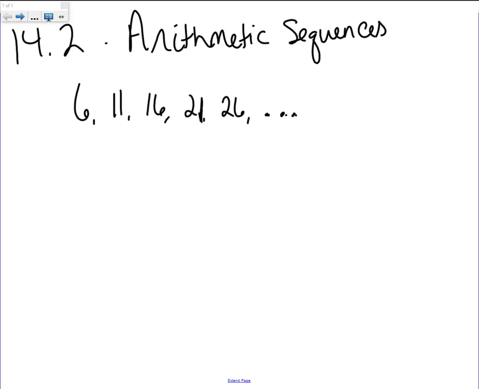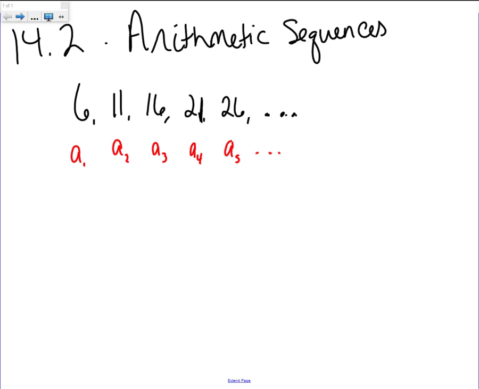I want to remind you that the first position is a sub 1. The second term, or the second position here, which is 11, is a sub 2. The third position is a sub 3, and that's 16. A sub 4 is 21. A sub 5 is 26. And notice that the sequence position numbers also continue on until we don't have any more numbers in the sequence.